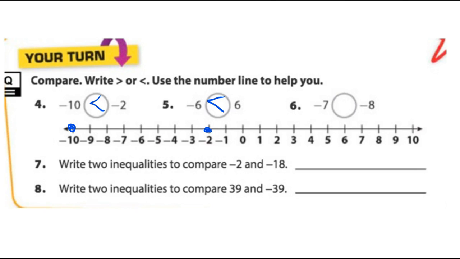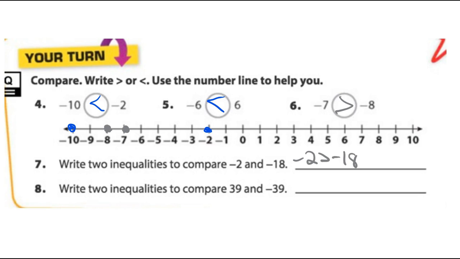And then I graph -7 and -8. -7 is right here. -8 is right here. -8 is further to the left. So we say -7 is greater than -8. Number 7 says write two inequalities to compare -2 and -18. Well, -2 is the bigger number. -18 is a bigger negative number, which means it's actually smaller. Okay, so we can say that -2 is greater than -18.